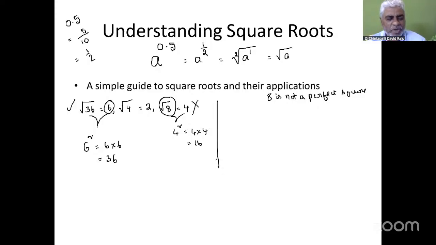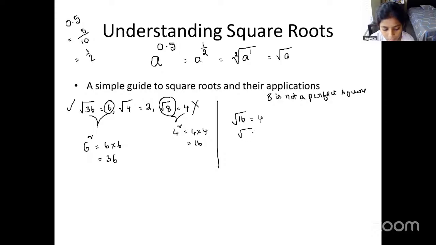Give a few more examples of square roots. Square root of 16, sir. Correct. The square root of 16 is equal to 4. Very good. Tell as many as you can. Square root of 81 is equal to 9, sir. Yeah, keep telling.